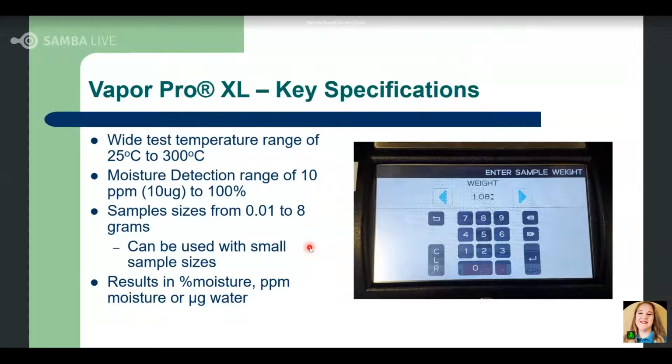If you have a customer with a very small amount of sample that can only be tested, we can take just a pea size of that and put that in the Vapor Pro and get a very accurate reading on that. And the results can be in percent moisture, ppm, or micrograms of water.